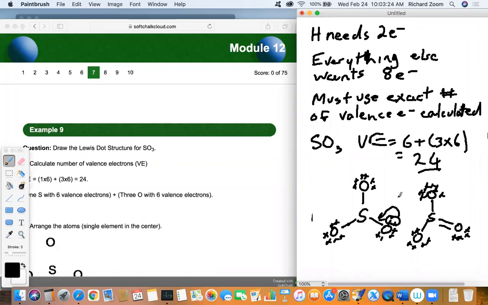Now, when I'm asking questions about this, I ask two kinds of questions. I can ask, how many double bonds?